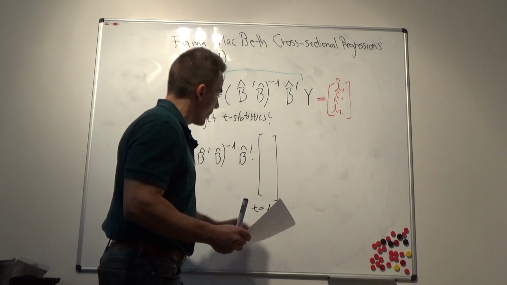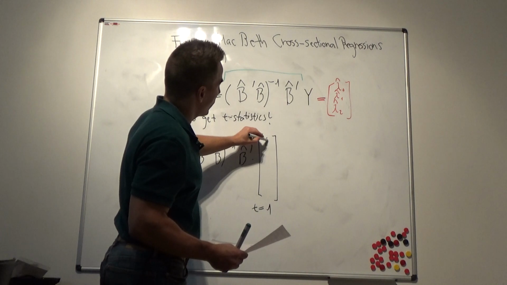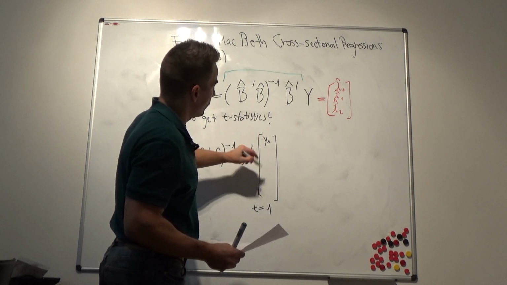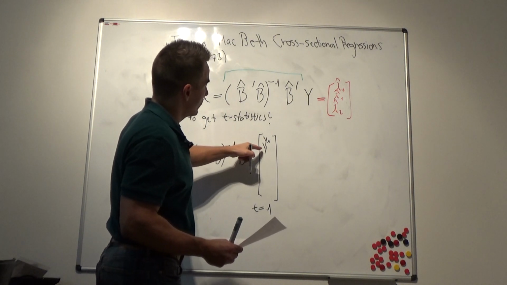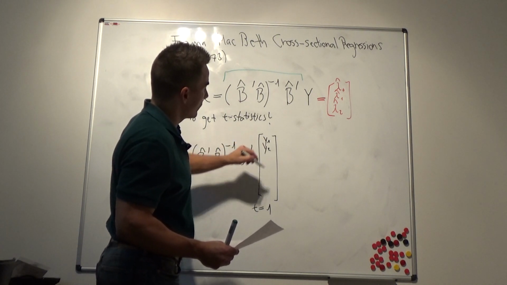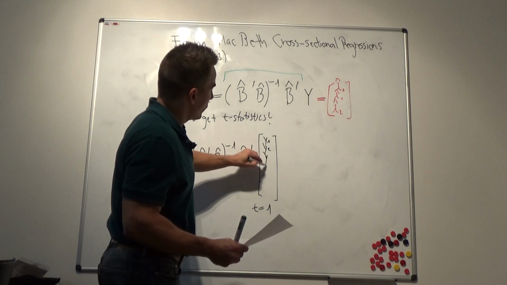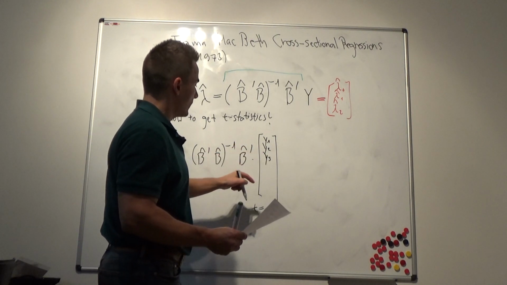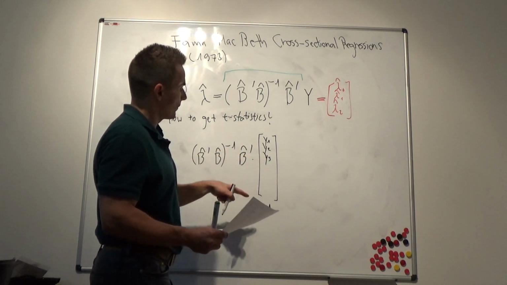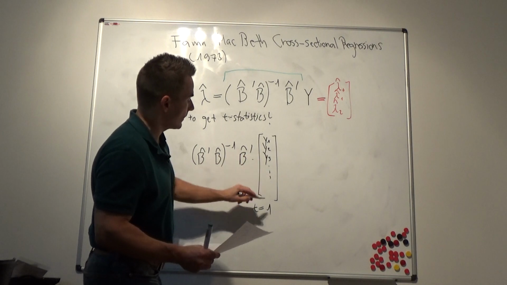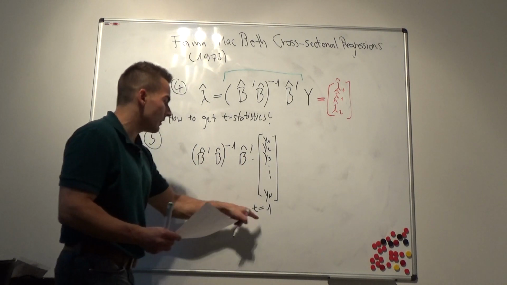is equal to 1. So we have here the first entry is the excess return of the first stock. The second entry is the excess return of the second stock at time t is 1. The third entry, of course, measures the excess return of the third stock at time t is 1. And the last entry measures the excess return of the nth stock given we are at time t is 1.